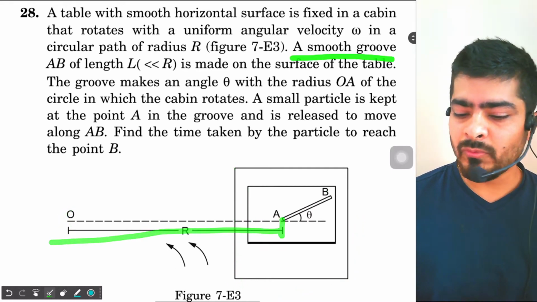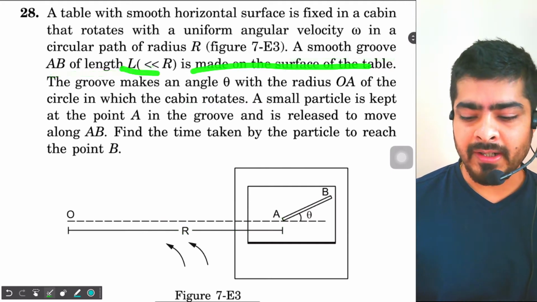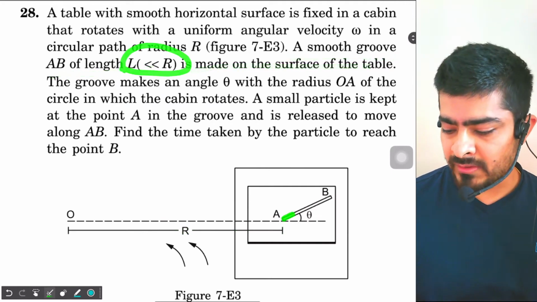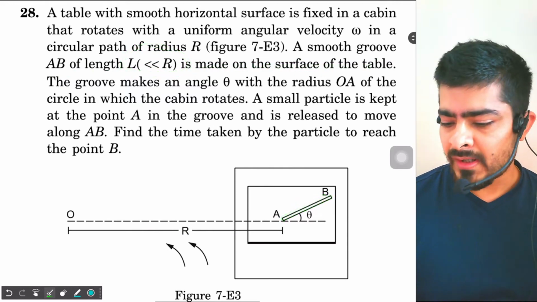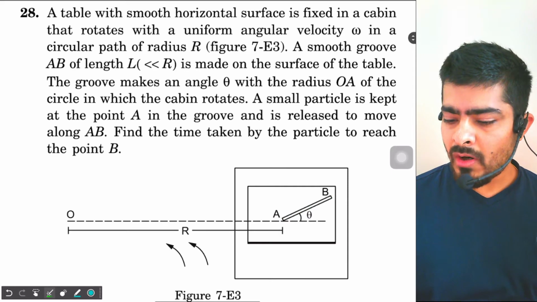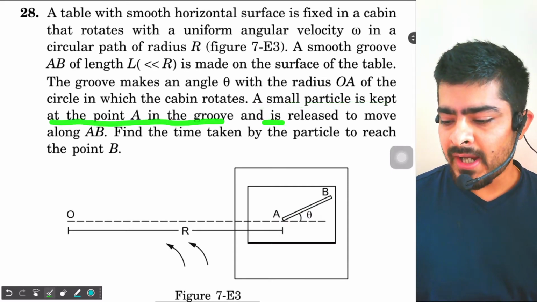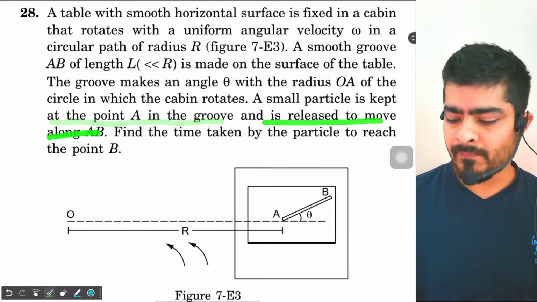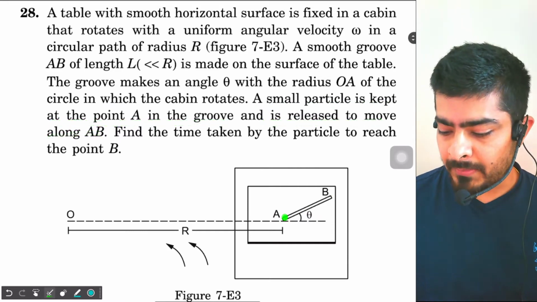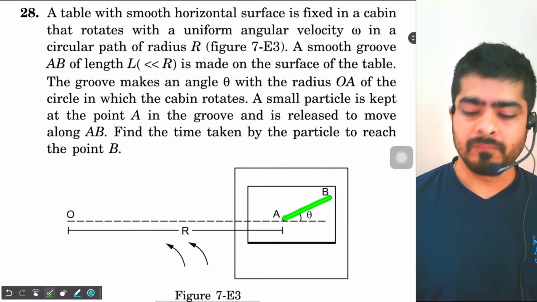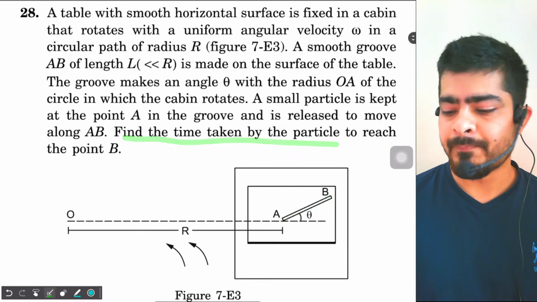A smooth groove AB of length L is made on the surface of the table, and L is much smaller than R. So this is your groove over here. Groove means a cut along a table. A small particle is kept at the point A in the groove and is released to move along AB. We place a particle at the point A and because of centrifugal force, the particle will move along this groove. So we have to find the time taken by the particle to reach the point B.